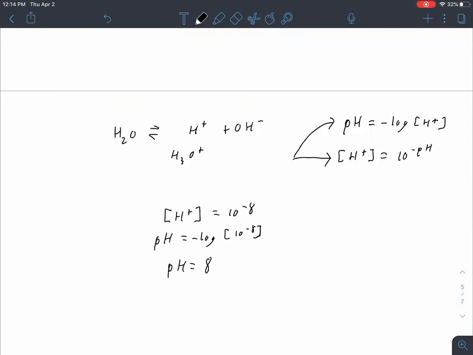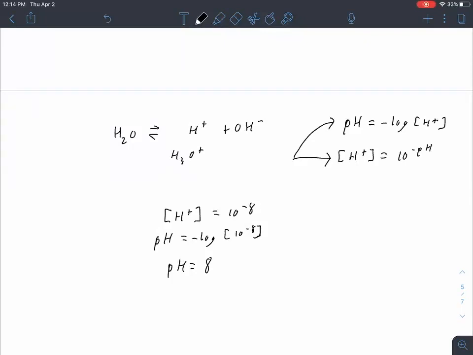A quick tip is that if the concentration of hydronium is 10 to the negative some value, whatever that exponent is just going to be your pH. Makes the math a lot easier.